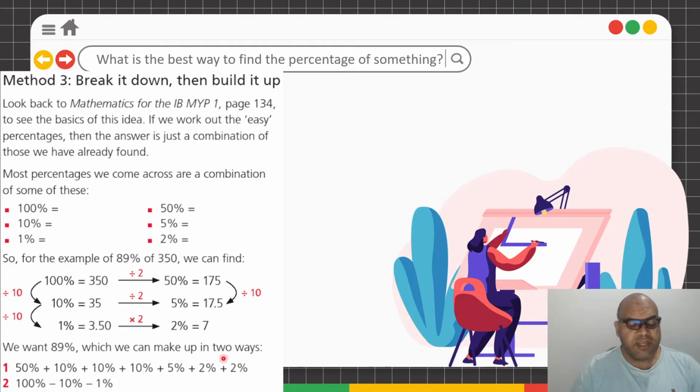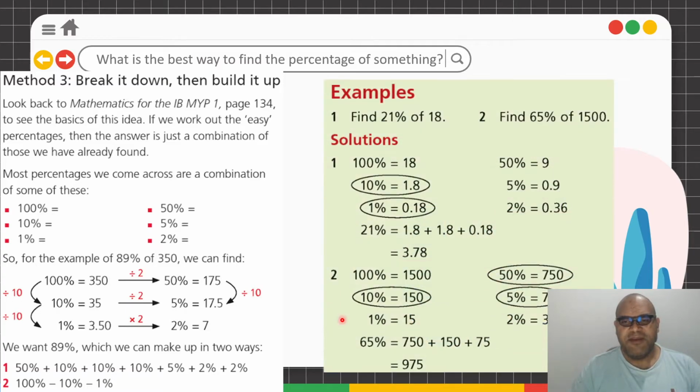Or you can use subtraction also. It is to have everything, 100%, minus 10% minus 1%. Okay, very easy. I think the second one is easiest because it's fewer operations to do, but it's up to you. Okay, guys, this is the method we call break it down, then build it up.